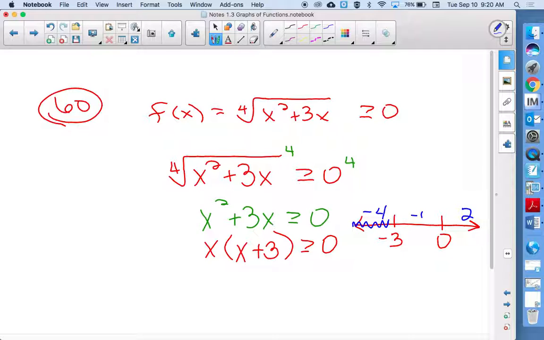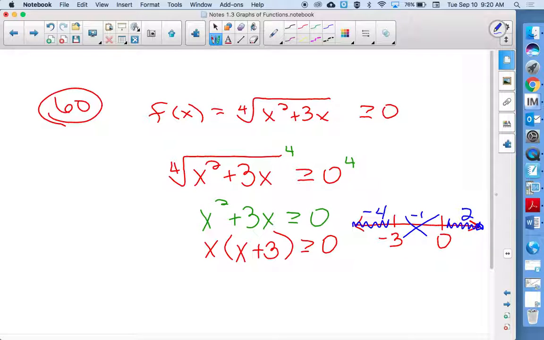But if you plug in a -1, -1 squared is 1, plus 3 times -1 is the square root of -2. So the numbers between -3 and 0 do not work, because that is going to make our radical negative. And then just checking, if I plug in a 2, 2 squared is 4, plus 3 times 2 gives me the square root of 10, so that also works.